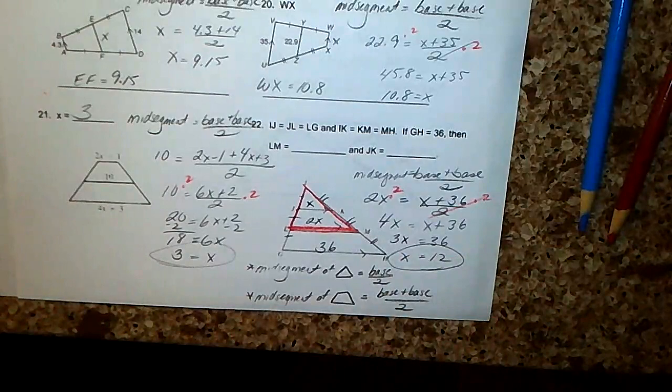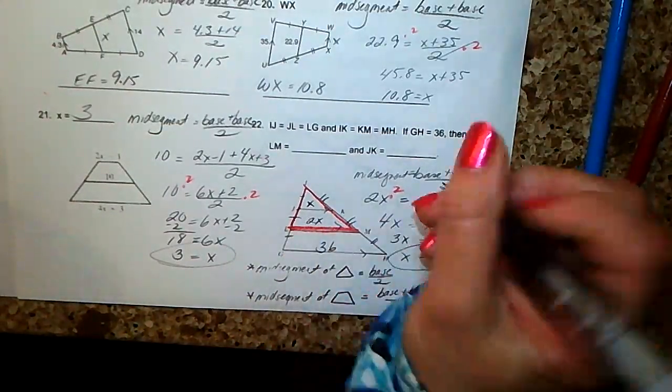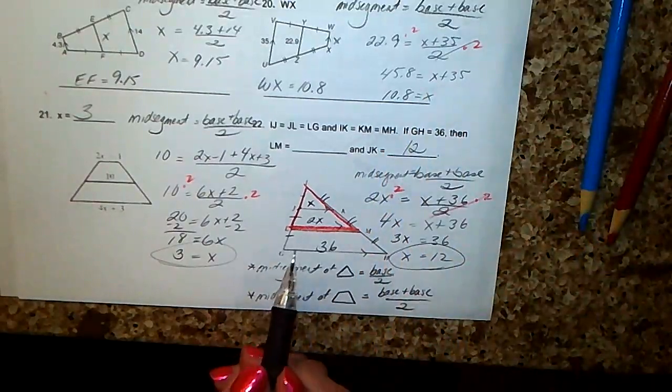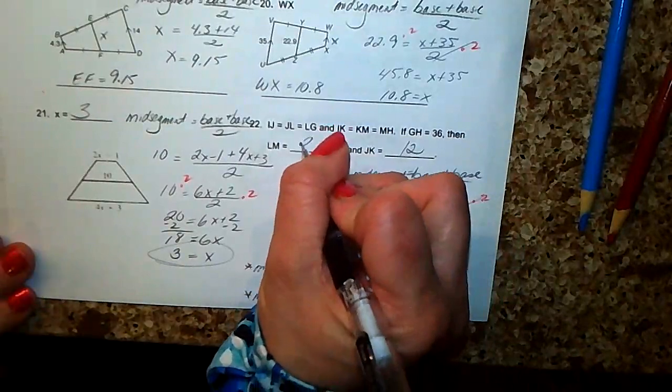Okay, x works out to be 12, but we have to plug it back in. So let's find JK. JK is the x value, so we can put x right in there. We also have to find LM. LM is right here, and 2 times 12 will be 24.